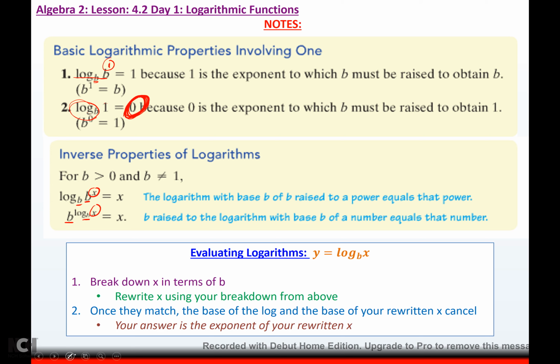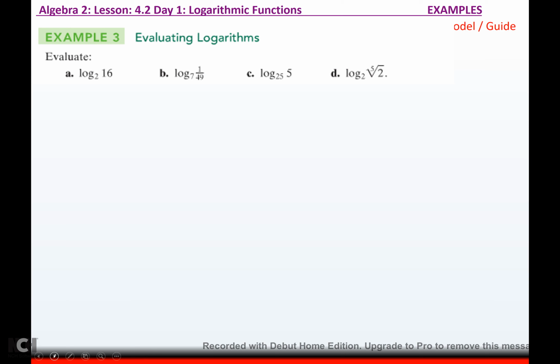Okay, so to evaluate logarithms, break down x in terms of b, rewrite x using your breakdown. Once they match, the base of the log and the base of your rewritten x cancel, and your answer is the exponent written in proper form. Okay, so the trick, guys, is to make these two match.